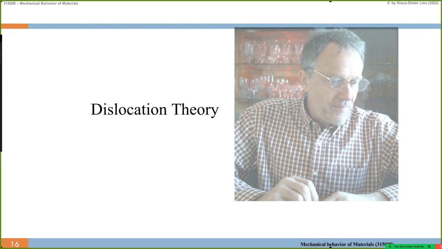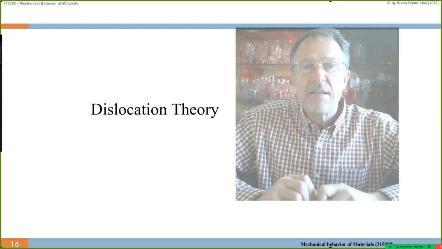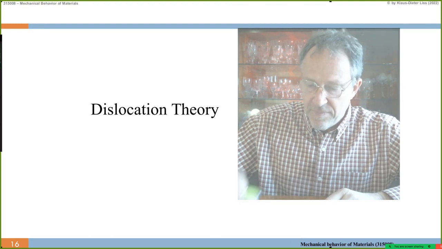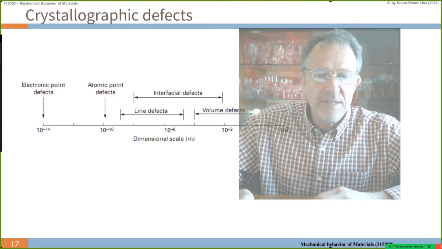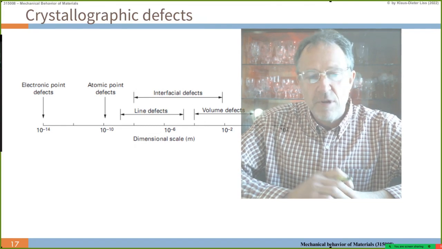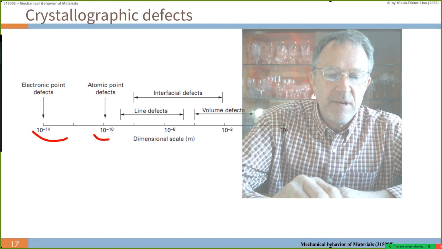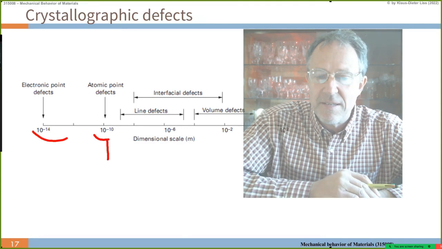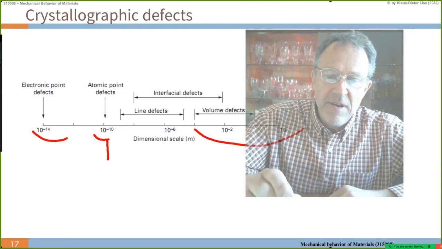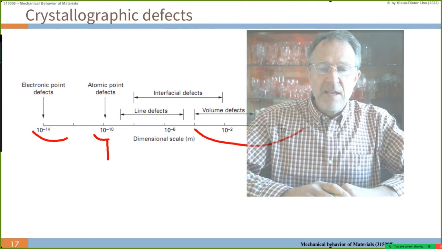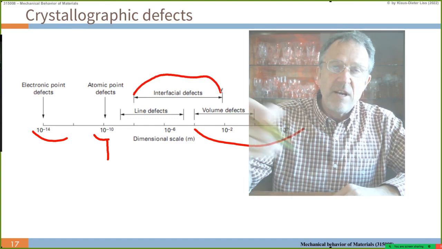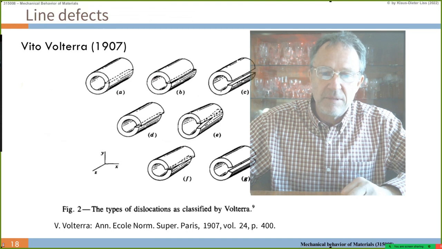So this now gives us the introduction to another theory of plastic deformation, which is the dislocation theory. First of all, I'd like to introduce dislocations. Dislocations are line defects. We talked about that in contrast to point defects and electronic defects. Point defects are on the order of 10 to the minus 10 meters, one angstrom. We know that, a vacancy, you mentioned that last time. Volume defects are bubbles and inclusions. Then we have the line defects, which are in between. And also interfacial defects, which are grain boundaries, for example.